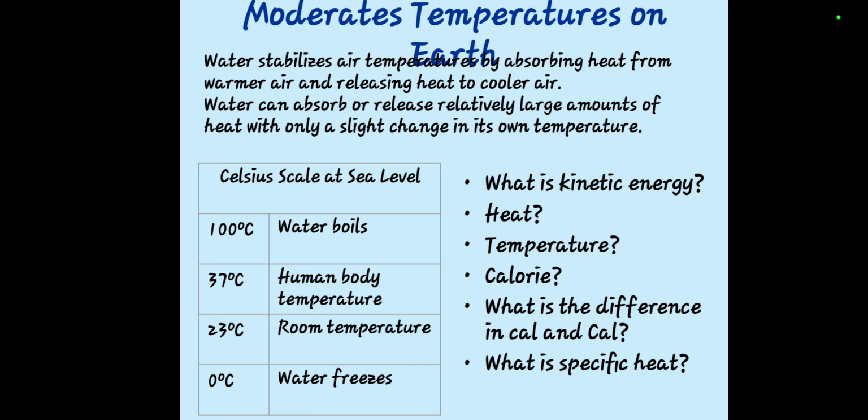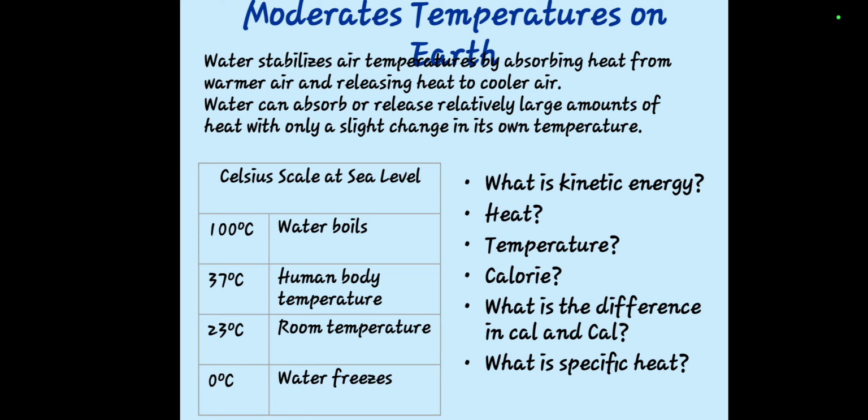Next, moderate temperature on Earth. This is basically on the table, or the scales, pertaining to the temperature of the Earth. How water stabilizes air temperature by absorbing heat from warmer air and releasing heat to cooler air. Water can absorb or release a relatively large amount of heat with only a slight change in its own temperature. The table below will explain the moderation of temperature on Earth.